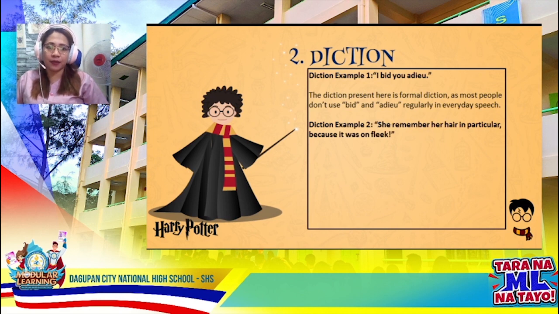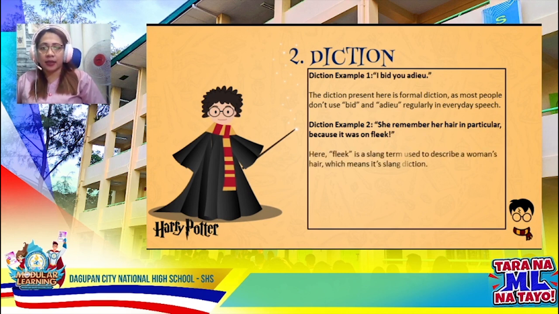Next we have: she remembered her hair in particular because it was on fleek. Now, this is an example of a slang term, the word fleek. It's used to describe a woman's hair, which means it is a slang diction. It's a newly created word by younger people or the younger generation.